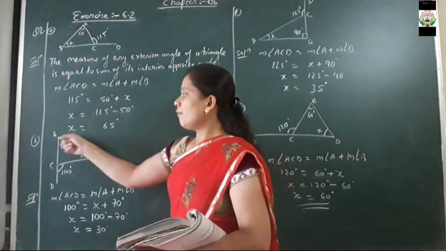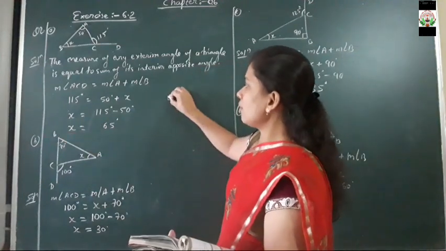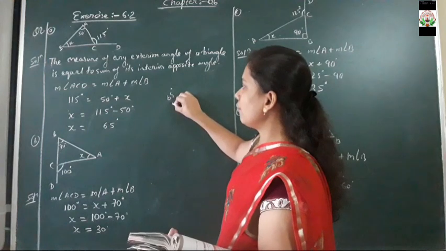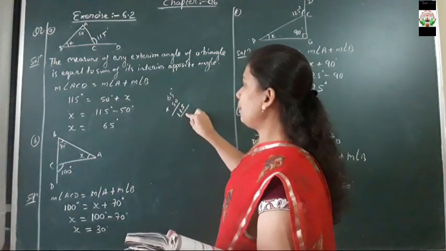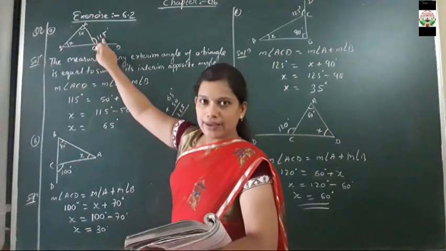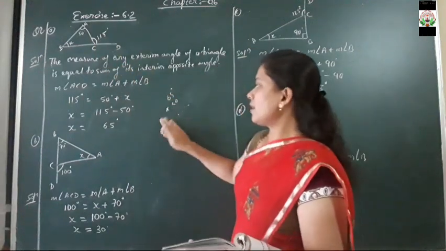So this is the value of the interior angle. Here, when 65 is added to 85, we get the answer as 150, which is the exterior angle itself. Clear? So here our answer is correct.